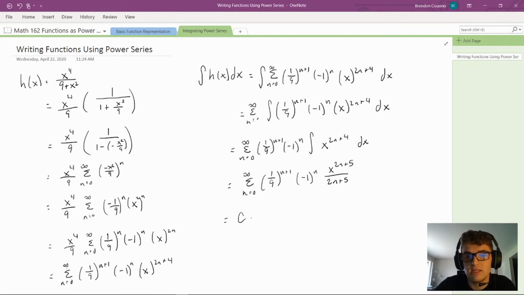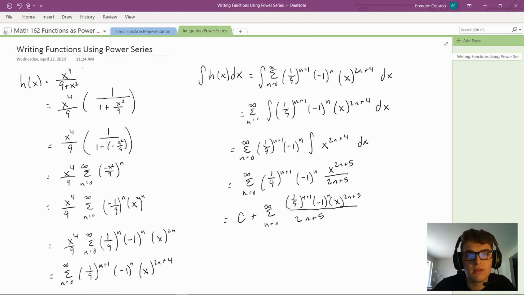So this is going to be c plus, and then I'm going to rearrange the inside. It's going to be the summation as n is equal to 0 to infinity of, let's see, how do we want to write this? I think we're just going to put all of this up in the top and then this in the denominator. So it's going to end up being a 2n plus 5, then we'll have our 1 over 9 to the n plus 1 times negative 1 to the n times x to the 2n plus 5. Okay, and so this is going to be our power series representation of the integral of our initial function that we started out with.